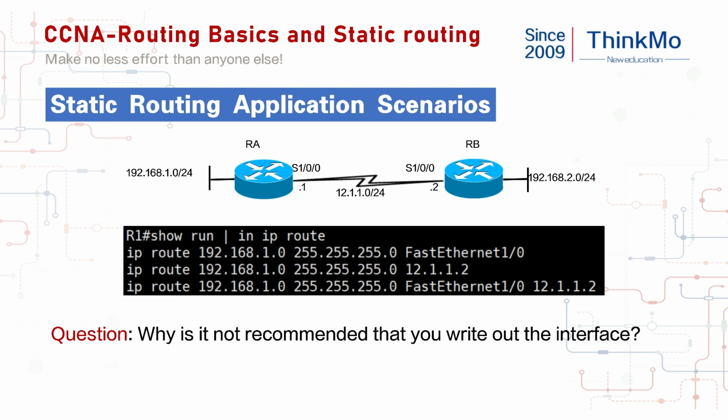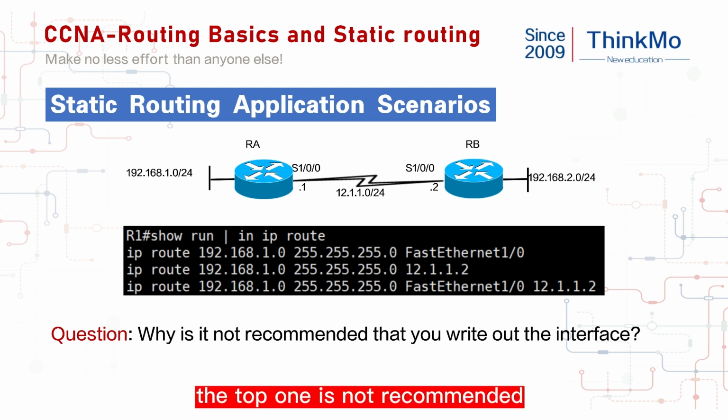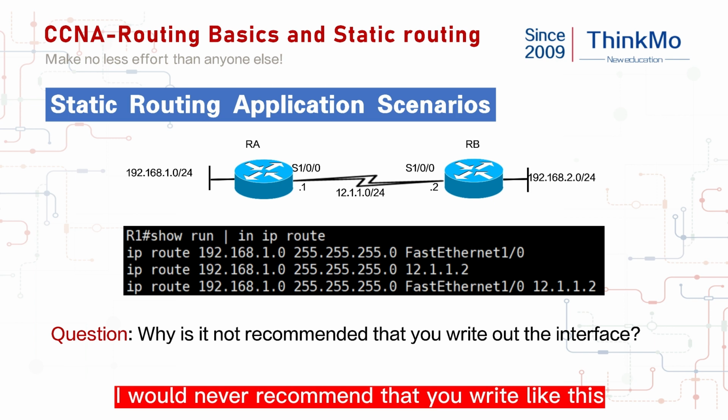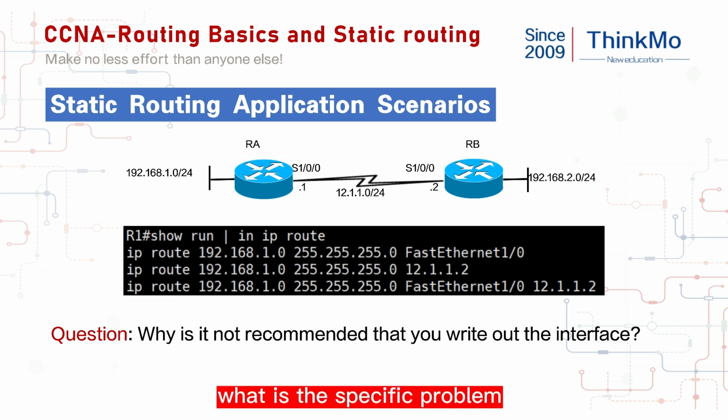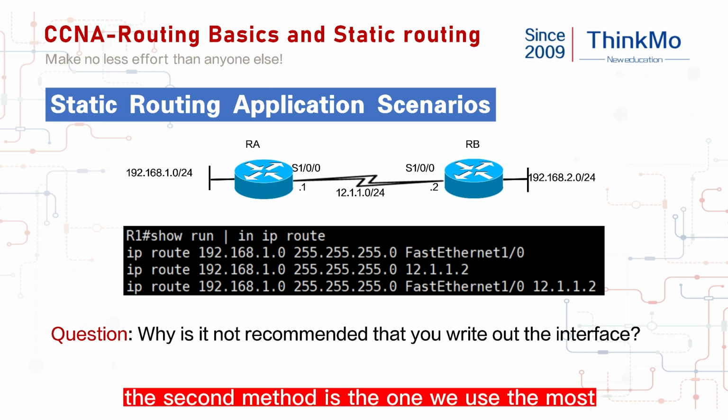First, the top one is not recommended. I would never recommend that you write like this, because under the current Ethernet, it will have some problems. What is the specific problem? Let's talk about it in detail later. The second method is the one we use the most.